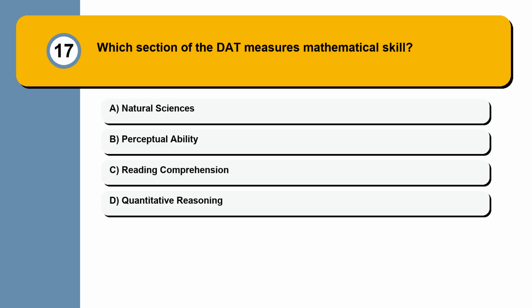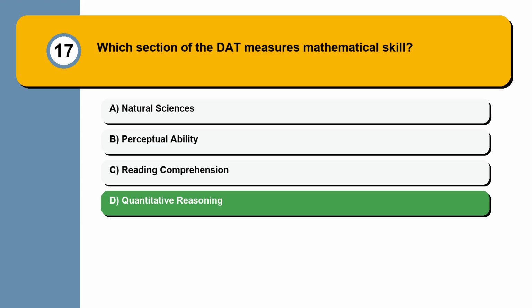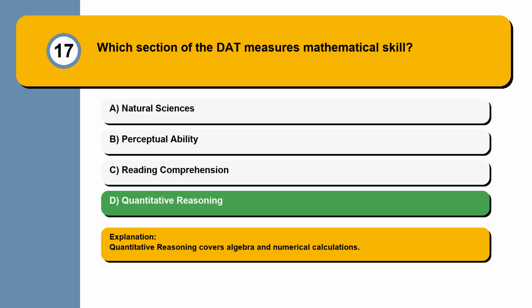Question 17. Which section of the DAT measures mathematical skill? Natural sciences, perceptual ability, reading comprehension, quantitative reasoning. Quantitative reasoning covers algebra and numerical calculations.